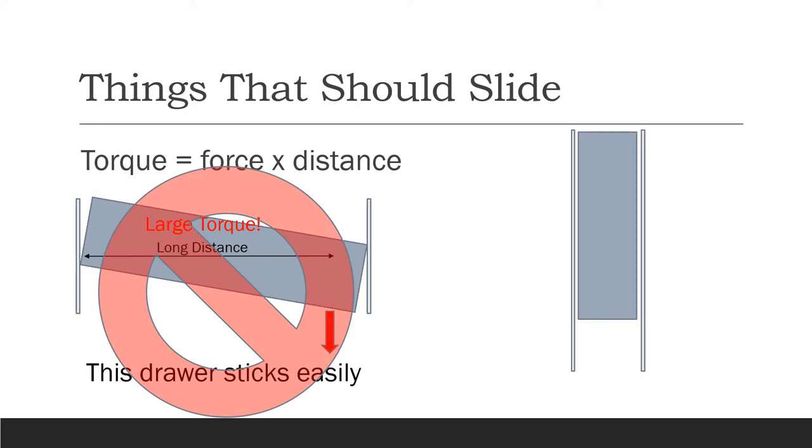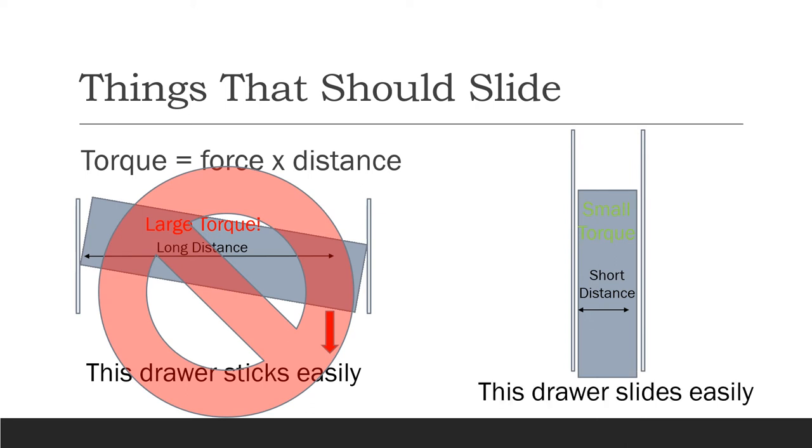Now let's think about the other option, a drawer that is narrow but longer. If you pull on the side of this drawer, it's only a short distance from the other side. So it creates a relatively small torque, okay? And since there's a small torque, it doesn't have a lot of force twisting it. So instead of twisting and jamming, it actually slides easily. So that's good. So this is the type of drawer that you want to design. So if you want something to slide, it should be long and narrow, not short and wide.